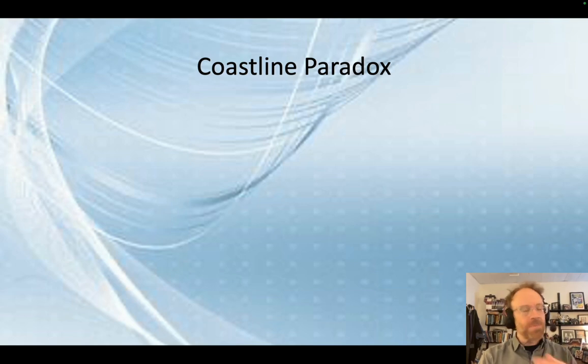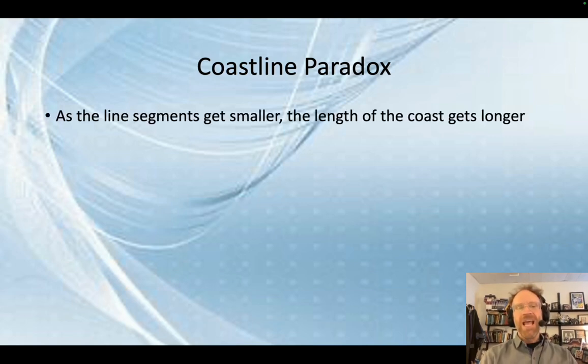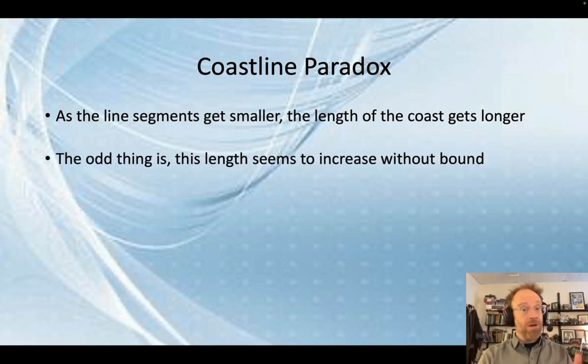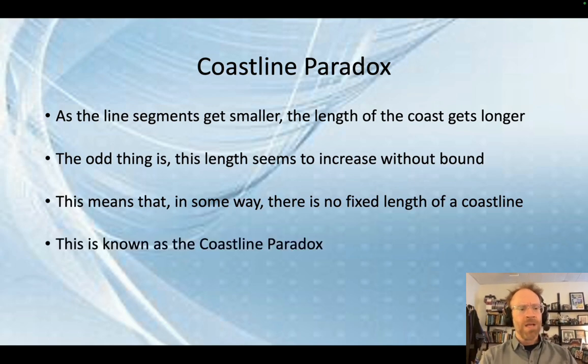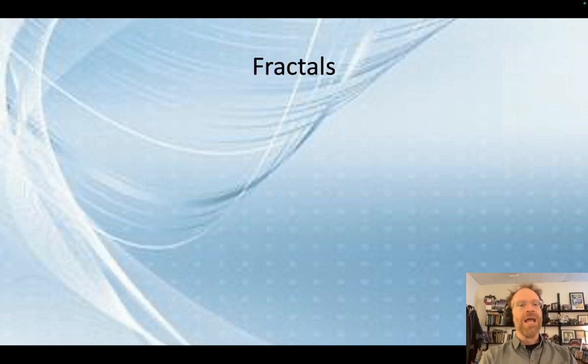It turns out there's something called the coastline paradox behind this. As the line segments get smaller, the length gets longer. That's understandable, but here's the weird part. Theoretically, the length increases without bound as you make these things smaller and smaller and smaller. That means in some way there's no fixed length for a coastline. You could even say they're infinite in some cases. This is known as the coastline paradox, and we want to explore this a little bit. And we're going to explore this with something called fractals.